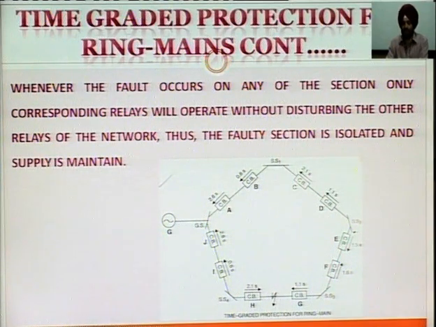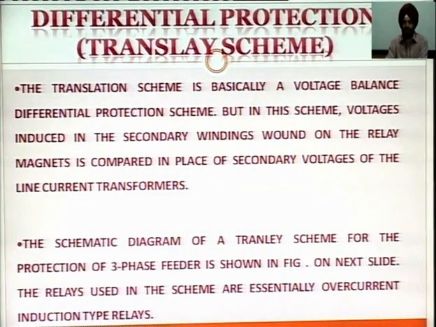Whenever there is a fault, let us say the fault occurs at a point between point C and D, only the relay C will operate, and the faulty section CD will be isolated, and the rest of the section will be working. So this is very reliable. Then we have differential protection, the Translay relay schemes.